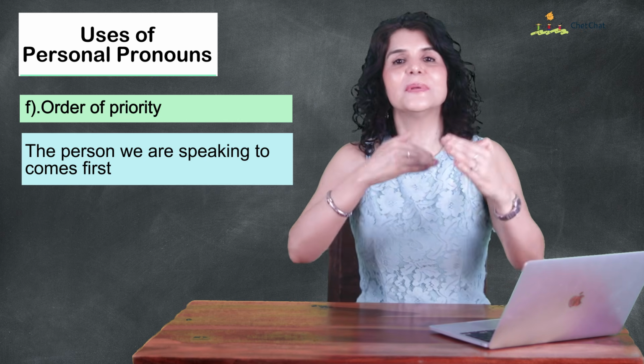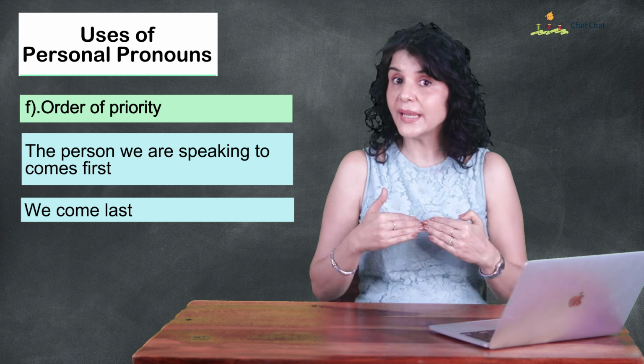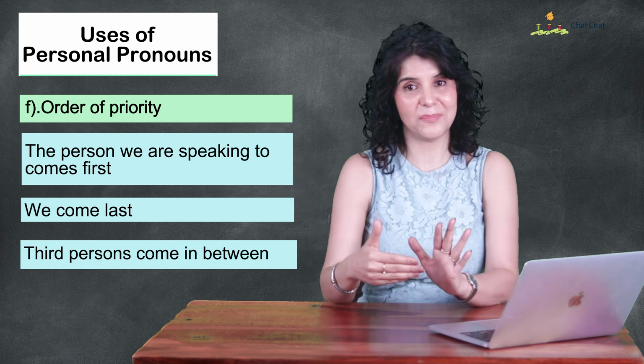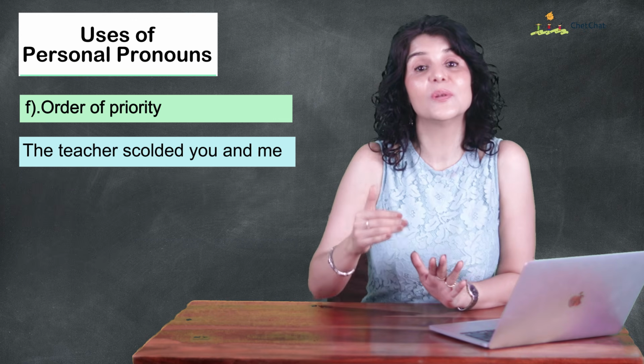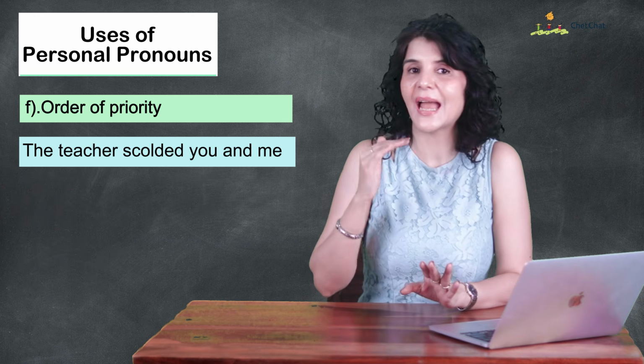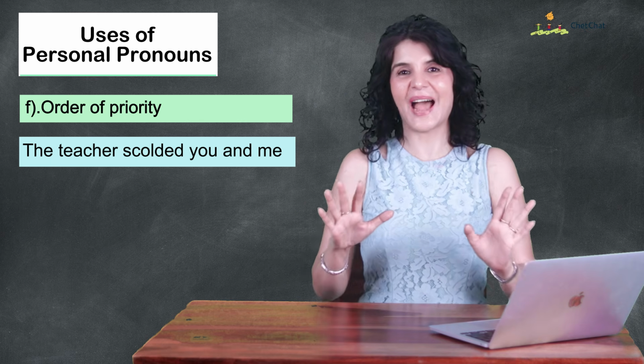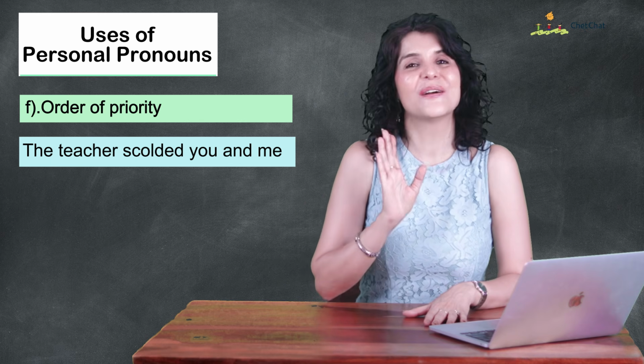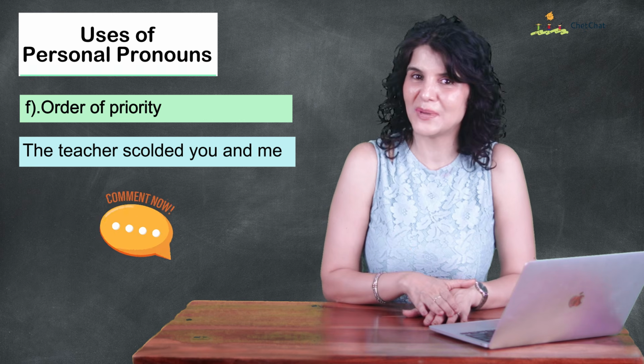Basically, the person we are speaking to comes first. We come last and the other, which is the third person, comes in between. The teacher scolded you and me, not me and you. Cool. I hope this is very clear to all of you. 2, 3, 1. And if you have any questions, don't forget to message me below.